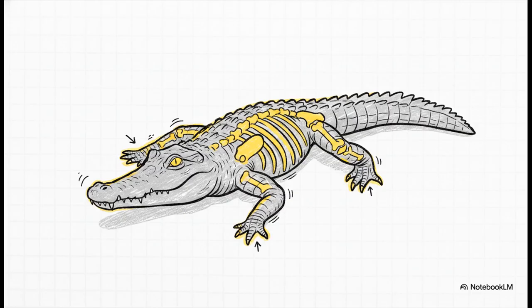Take class Reptilia. The very name of this class is derived straight from their physiological mode of locomotion. The Latin words repere or reptum literally mean to creep or to crawl. So their entire classification is inherently tied to how their specific skeletal blueprint moves them through the physical world.